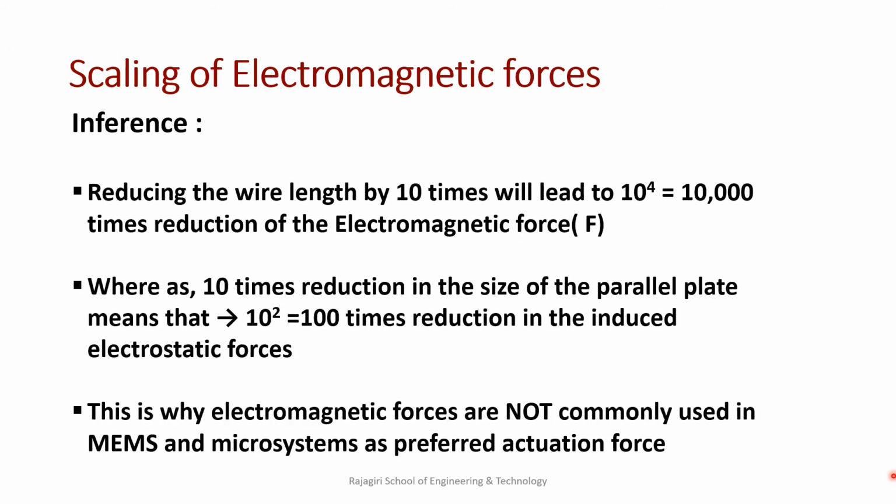So the scaling of electromagnetic force with the linear dimension, we have obtained the expression as proportional to L raised to 4. So the inference from this is that if we are reducing the wire length by 10 times, that will lead to 10 raised to 4 or 10,000 times reduction of the electromagnetic force. Whereas 10 times reduction in the size of a parallel plate means that 10 square or 100 times reduction in the induced electrostatic forces only will be there.